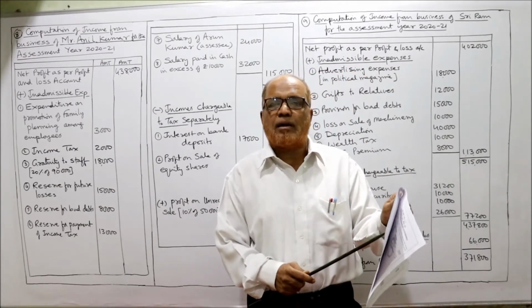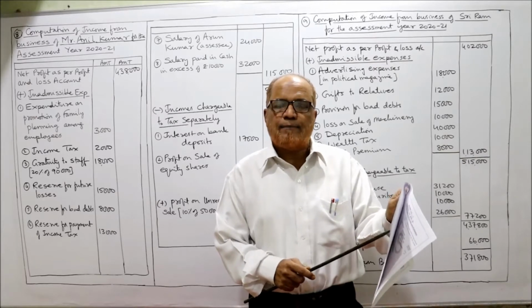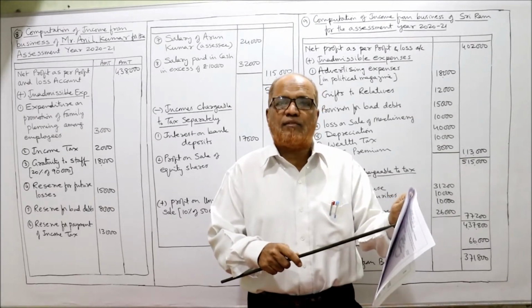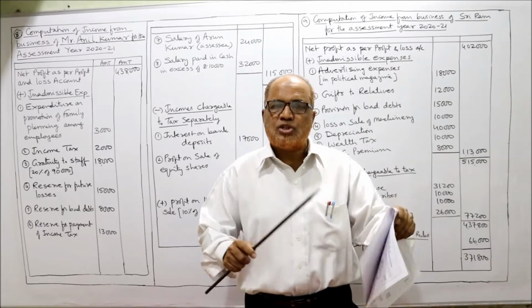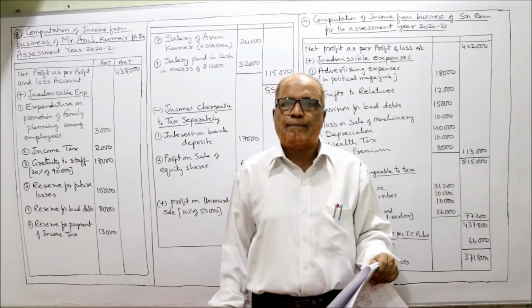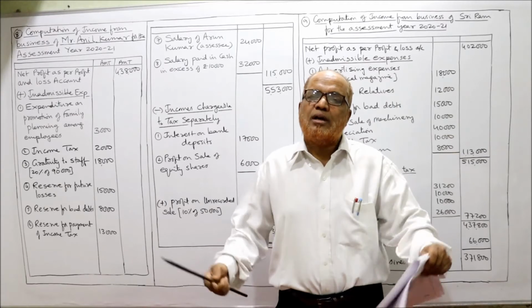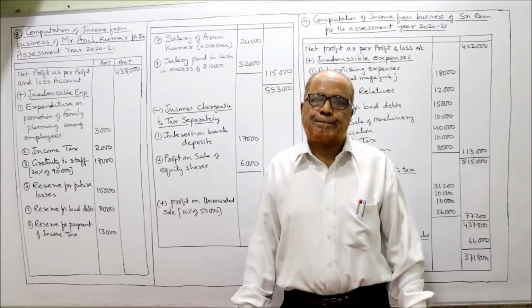Here Mr. Arun Kumar is the owner, the assessee. Mrs. Arun Kumar, wife of the assessee, is the typist. She is providing service to the business. So she got the salary of 10,000. It is allowed as deduction.